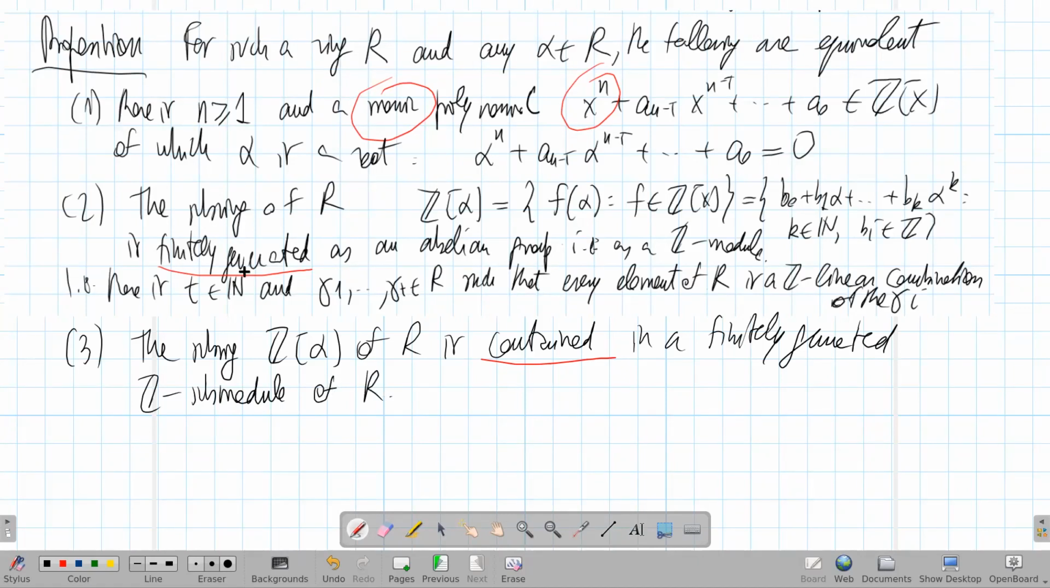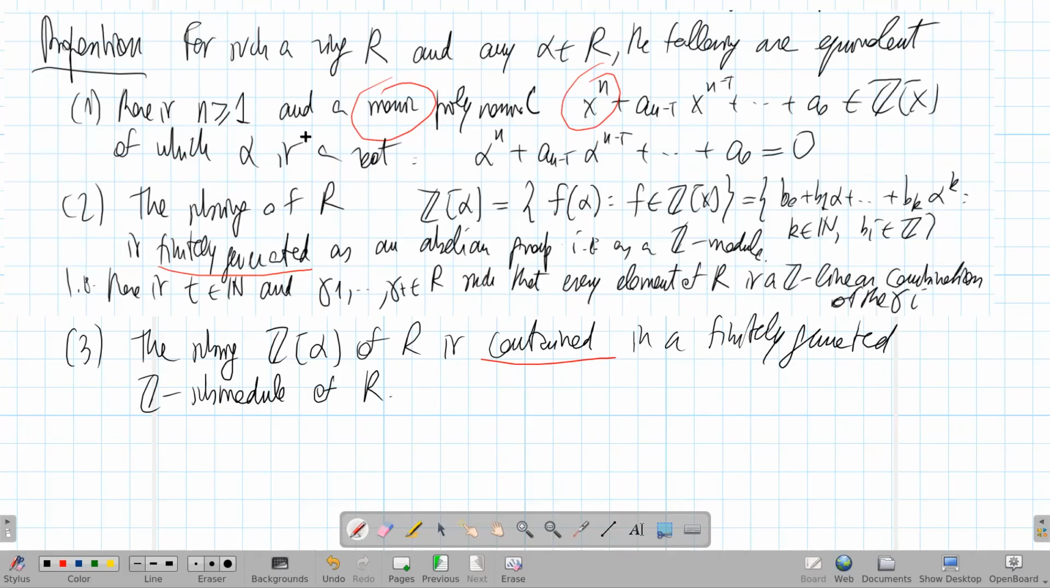So it's not that the subring itself is finitely generated, but it's simply contained in a submodule which is finitely generated. Actually, we will see that 3 implies 2 by general properties of finitely generated modules of Z. But okay, we'll see that in a second. Good. So let's prove that these 3 properties are equivalent.